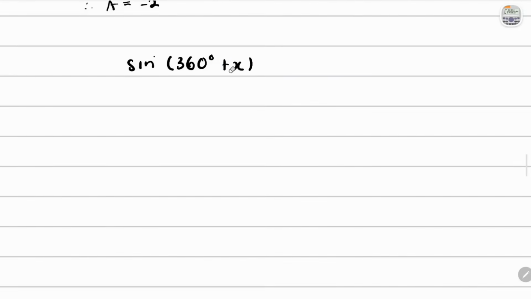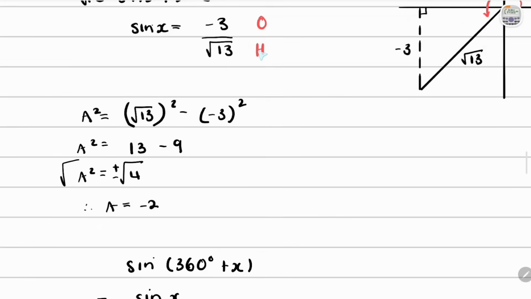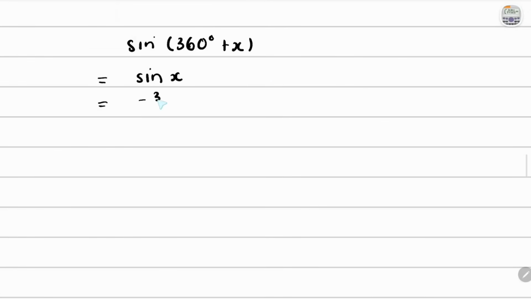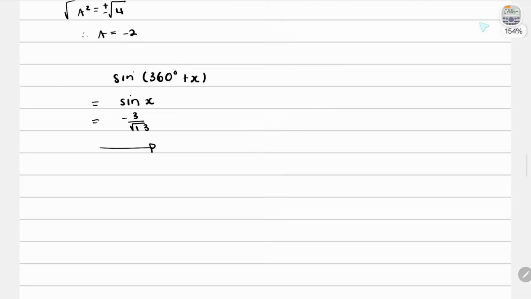Notice that we are adding an angle to 360 degrees. So it makes this angle greater than 360 degrees. When an angle is greater than 360 degrees, all you have to do is subtract 360 degrees from it so you can better understand that angle. So this would be minus 360 degrees, giving you sine x. And we know what sine x is. When we isolated sine x, it was equal to negative 3 over the square root of 13, and that is our answer.